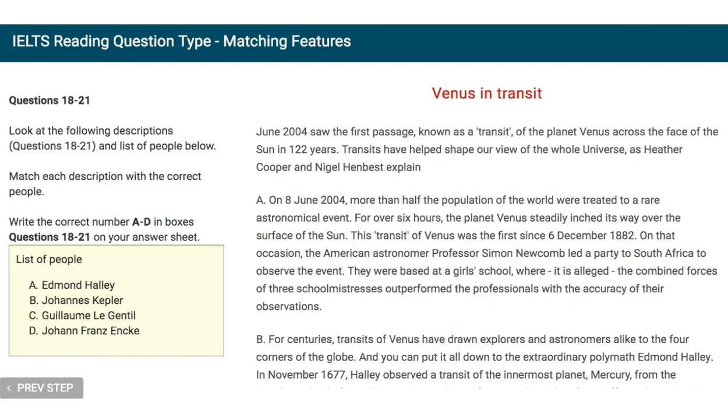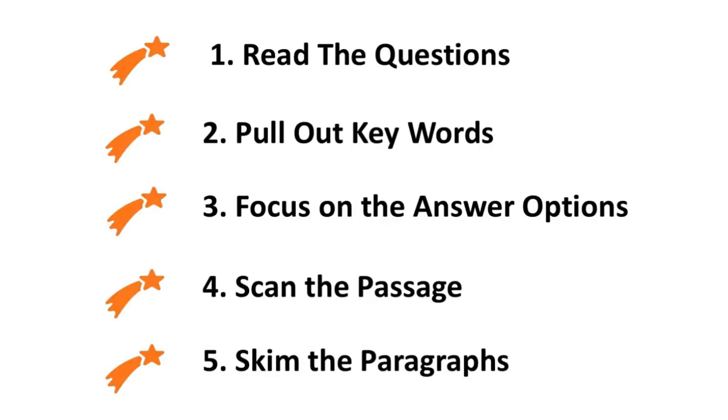Now, before we get started, I'd like to show you a brief overview of what we'll be looking at today. So we're going to look at an example of questions and a passage of an IELTS academic reading exam. First, we're going to read the questions. Then we're going to pull out keywords. Then we're going to focus on the answer options. And I'll explain the do's and don'ts and how to best approach steps 1 through 3.